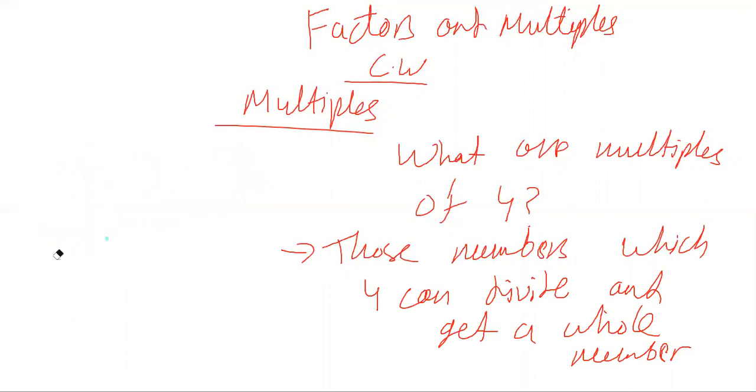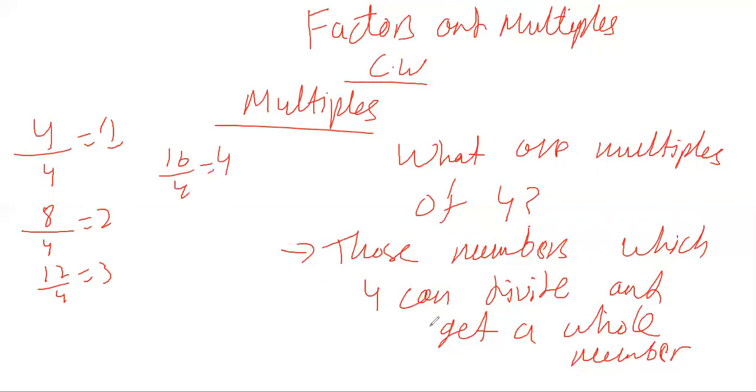The question is what are the multiples of 4? So the answer is those numbers which 4 can divide. So 4 can divide 4. 4 divided by 4 is 1. 8 divided by 4 is 2. 12 divided by 4 is 3. 16 divided by 4 is 4. So basically all those numbers which are in the table of 4 are what?